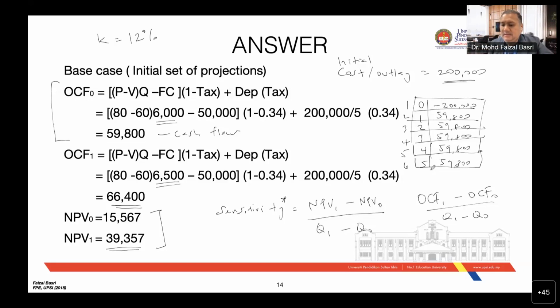Okay, just using this function, key in all the information, meaning you have six pieces of information to key in. The first one is minus 200,000, which is the cost, and then the rest are your inflows, 59,800. Once you have all these six pieces of information, you go back to the cash flow function.